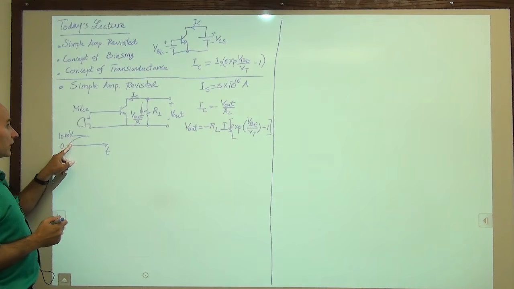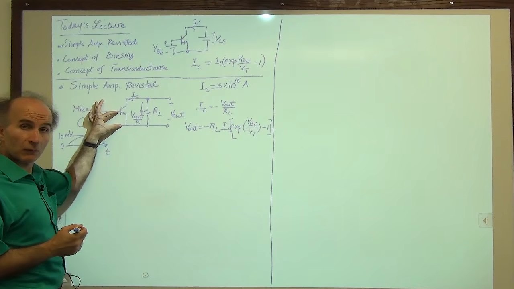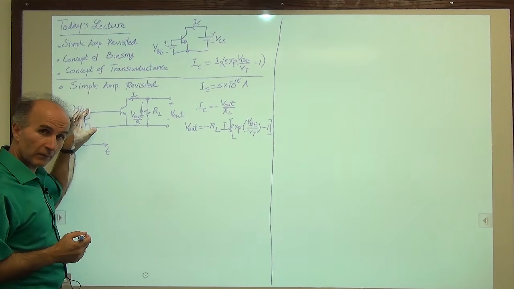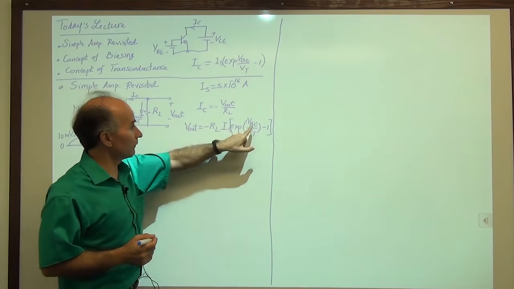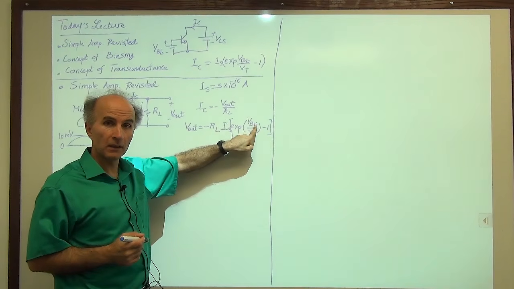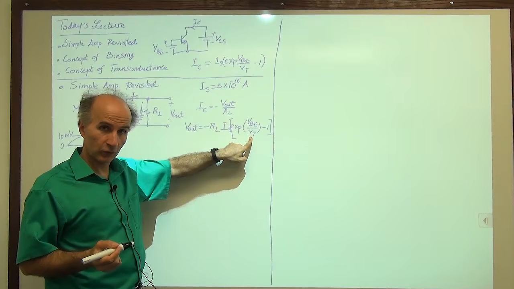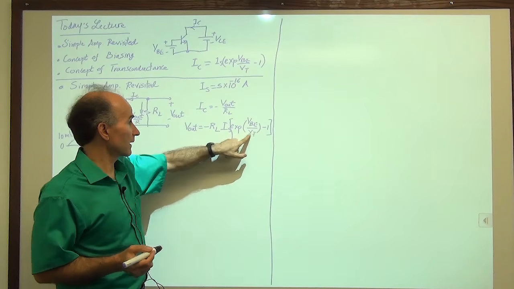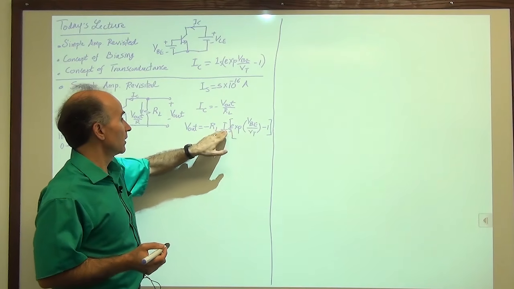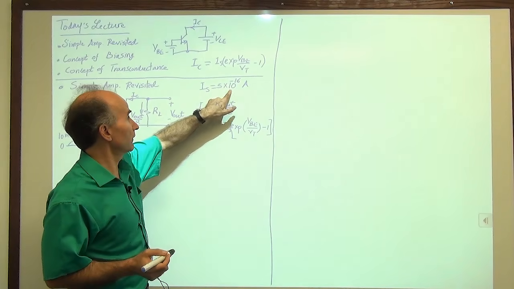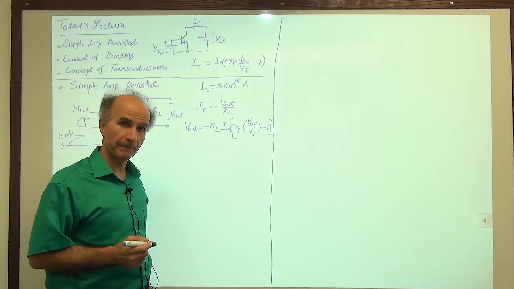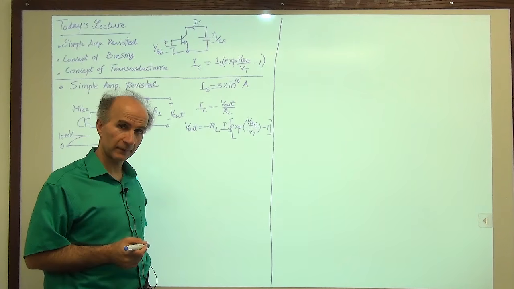Because the base emitter voltage is now 10 millivolts, right? The microphone signal is 10 millivolts. I have to put 10 millivolts here for VBE. VT is 26 millivolts at room temperature. Calculate this exponential, minus 1, multiplied by IS, which is 5 times 10 to the minus 16 amperes. And see how much current we get.